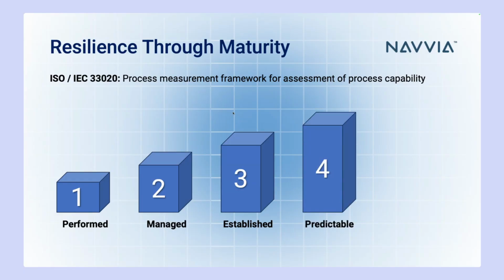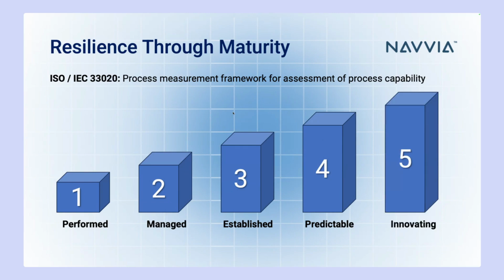Then you have predictable. That means you've got to be measuring it. What kind of analytics do you have on the process? Can you predict future performance based on past performance? And level 5, innovation. What do you do to continually improve that process to meet changing needs? Do you need to make it leaner because it's become too bureaucratic? So that's innovating. So: performed, managed, established, predictable, and innovating.